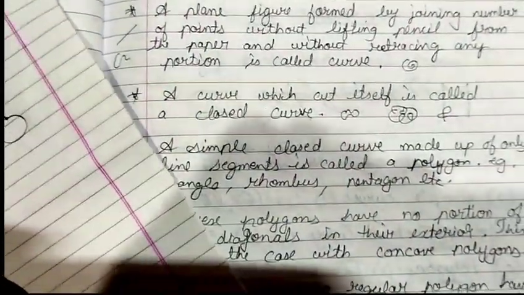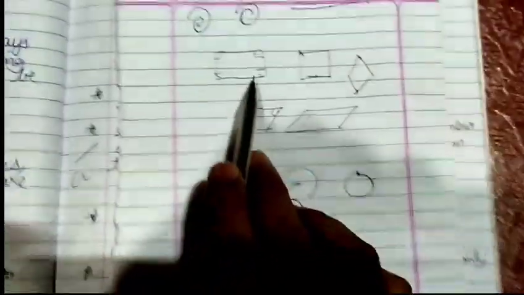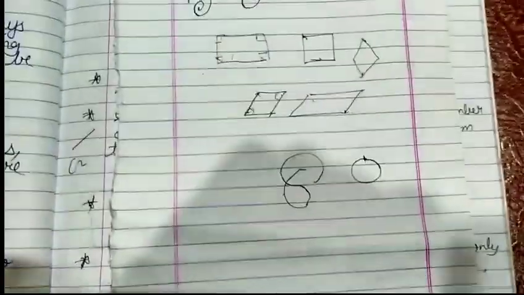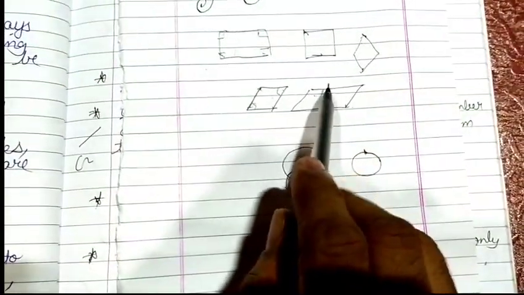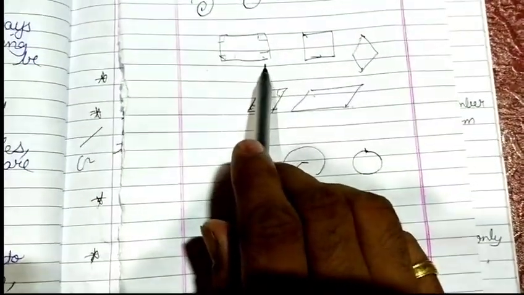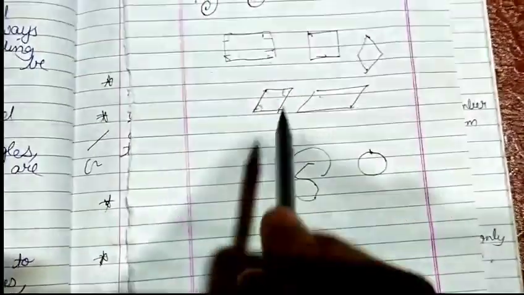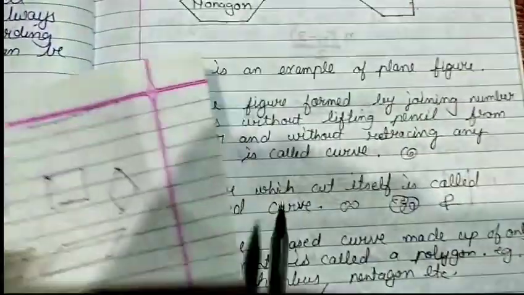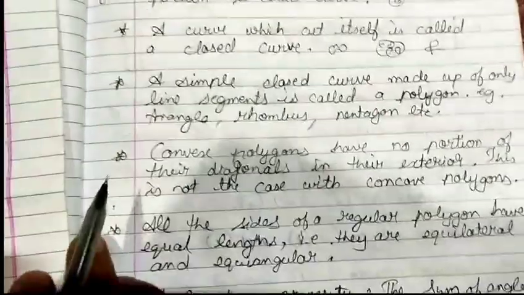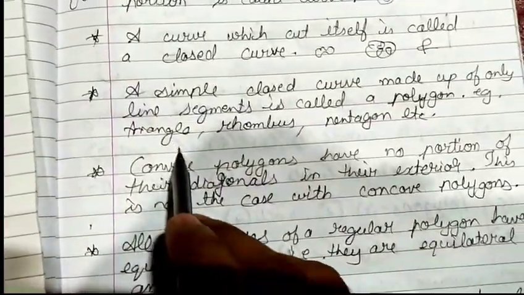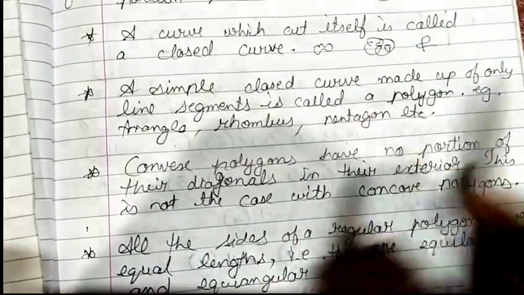Now take for example a simple closed curve, which is made up of line segments. Dear student, all these are simple closed curves. They are made up of line segments, and if it is made up of line segments, just now we saw it is known as a polygon. These are the types of polygon. Examples given: triangle, it can be a rhombus, pentagon, and so on.